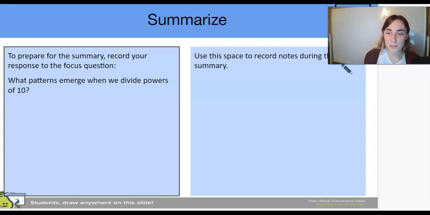So to prepare for the summary, record your response to the focus question. So that's our question from the very beginning of the lesson. What patterns emerge when we divide powers of 10? So you're going to answer on that left-hand side, and you can use the space to the right to record any notes as you go over what you've learned today.